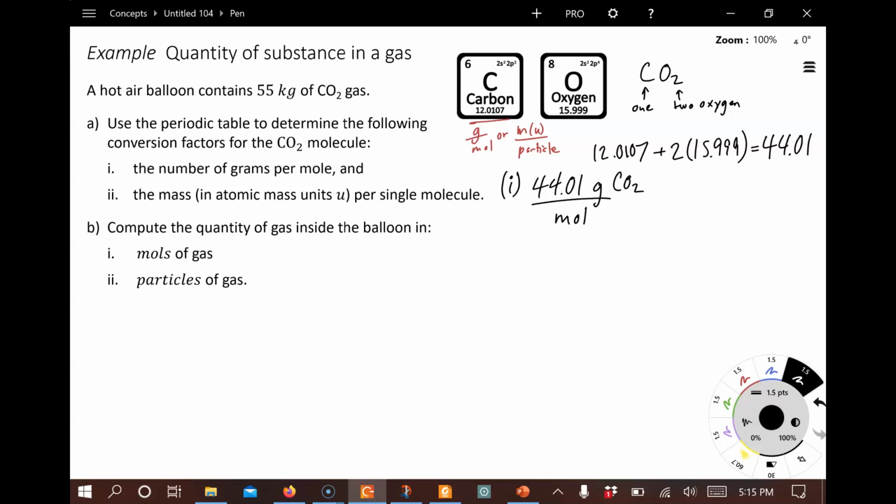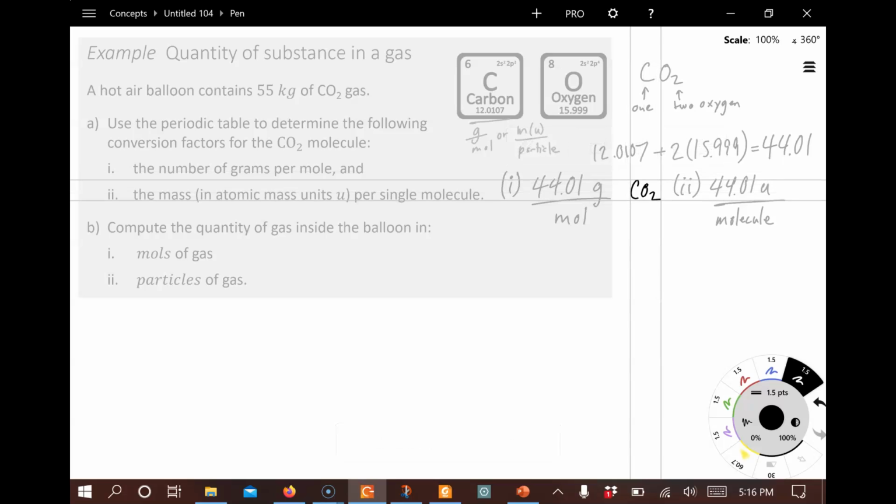And if we want to write this as the mass in atomic mass units, which the unit is U, then we're going to have 44.01 atomic mass units per each individual molecule of carbon dioxide. So those are the two conversion factors here for carbon dioxide.